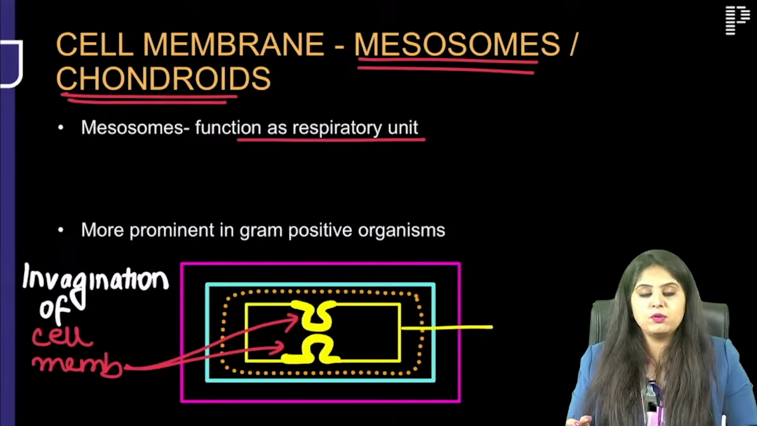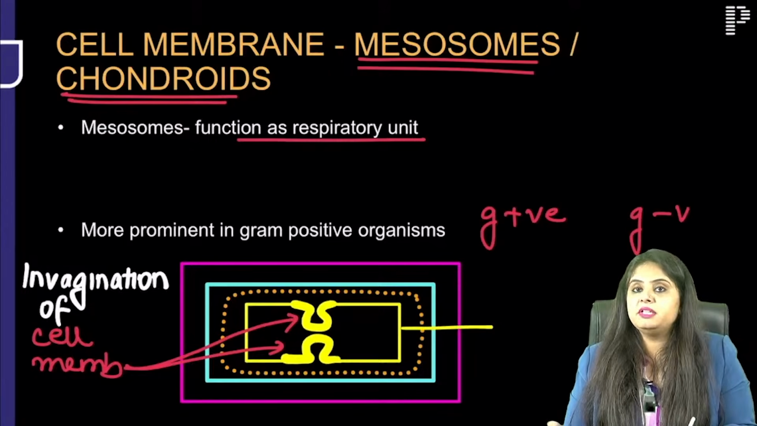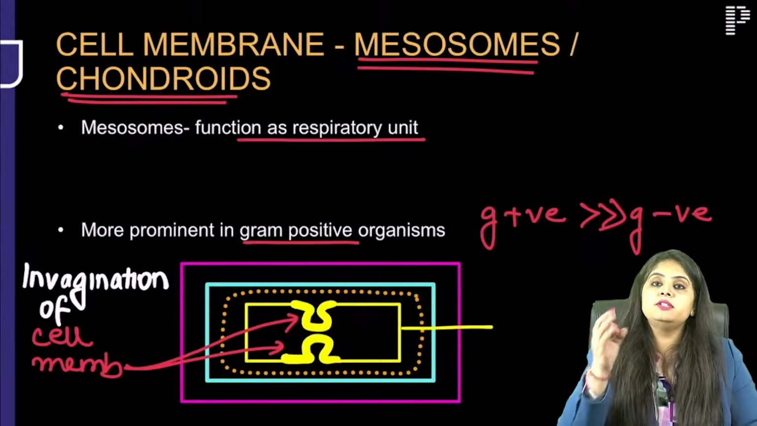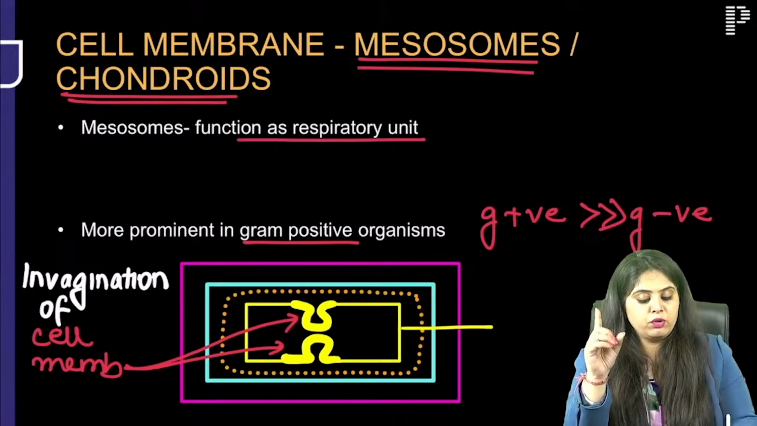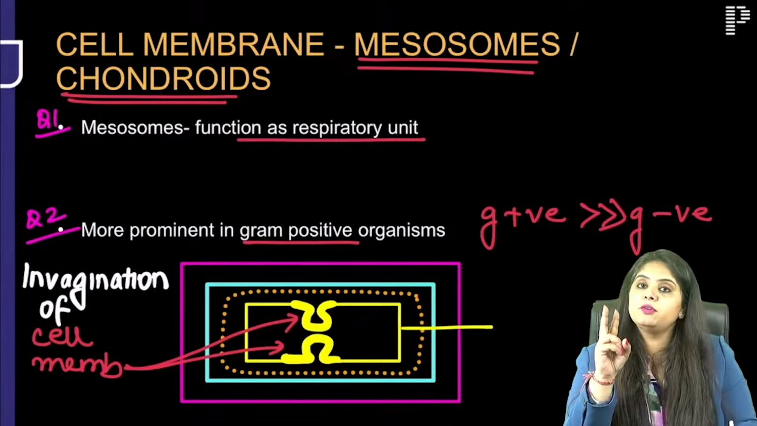Are they seen in gram positive and gram negative? Yes, they are seen in gram positive and gram negative. Breathing everyone has to do, but they are more commonly seen in gram positive. So tell me the three questions of mesosomes. Question 1, what is the function of mesosome? It is a respiratory unit. Is it seen in both gram positive, gram negative?